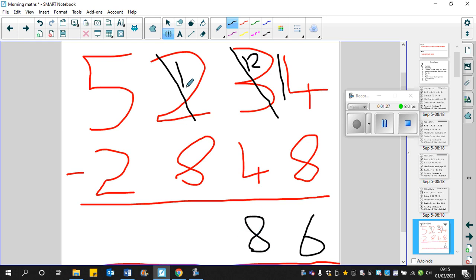Into the hundreds column we have 1 take away 8. Once again we can't do that, so we go to the thousands column to exchange. That 5,000 becomes 4, and that becomes 11. So now in the hundreds column we've got 11 take away 8, which is of course 3, and then into the thousands column we've got 4 take away 2.